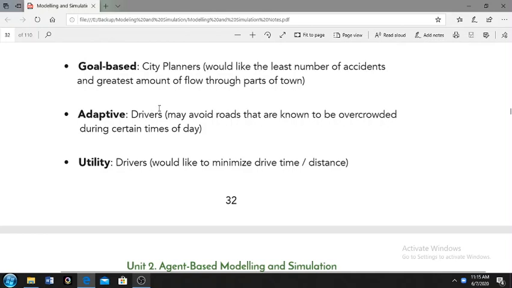Adaptive drivers, they adapt because they are intelligent. They can decide, for example, to change the road. Not only use the main road. If there is a jam, they can change the road. So they can adapt. So they are intelligent. So these are examples of agent. And as I told you, an agent can be classified in different categories.